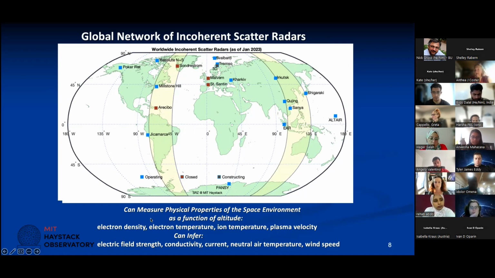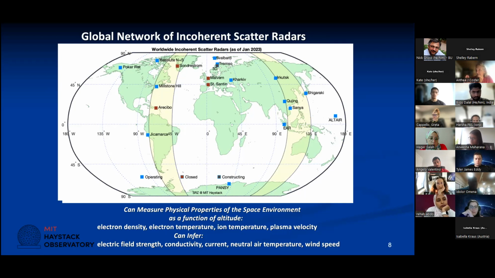But again, I want to just say that ISRs can measure physical properties of the space environment as a function of altitude. They can measure electron density, electron temperature, ion temperature, plasma velocity. They can infer electric field strength, conductivity, current, neutral air temperature, wind speed. And they can do this as a function of altitude. I know there's no other instrument that can do that.